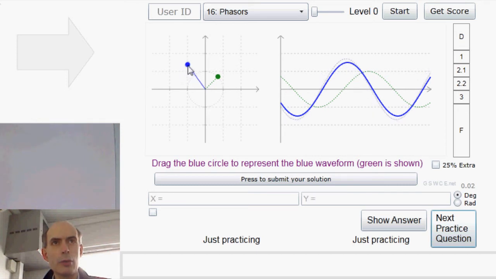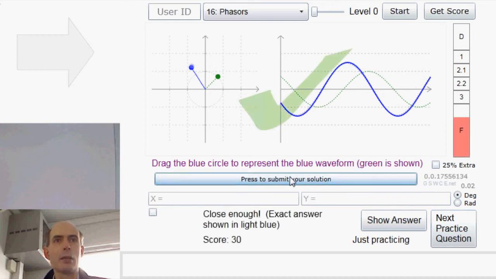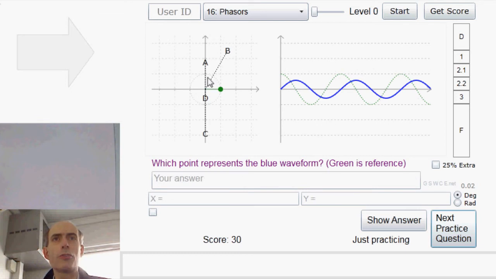And that occurs at this point here. That's it. At later levels it's not so easy because you don't get this dotted blue line on the waveform display. Here that should be close enough. Yep.